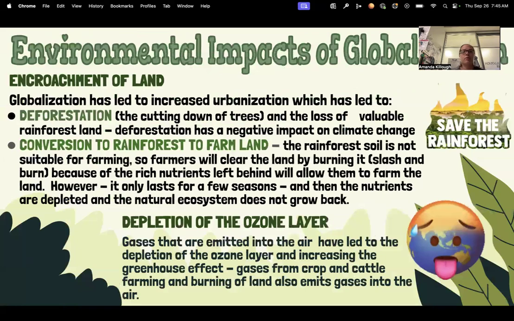Okay, so the environmental impacts of globalization. All right, this is the encroachment of land. That simply means you've got a pocket of land that has not been touched by humans, and now it's shrinking, right? That's the encroachment of land that's being used for other things. So obviously the things that fall under encroachment of land are deforestation, the cutting down of trees, and then the converting of rainforest to farmland, right?